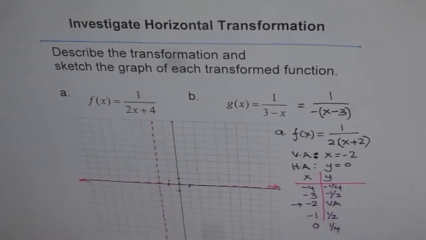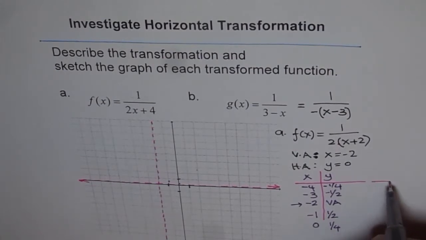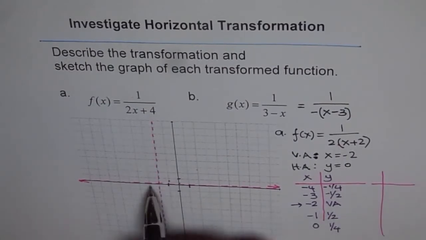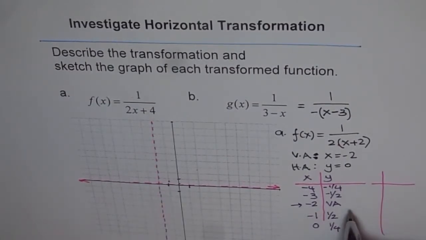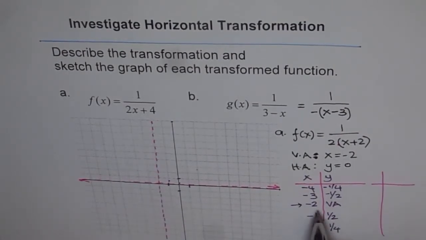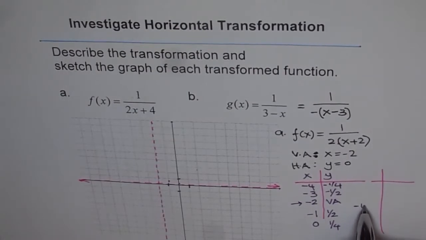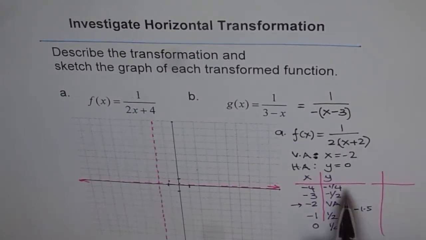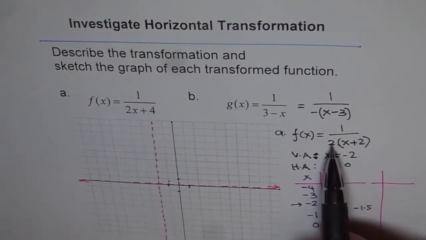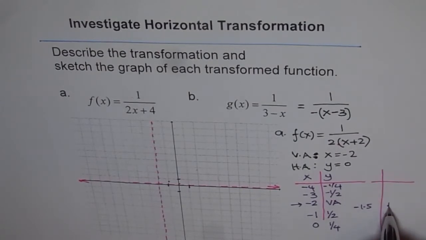So let me take some more values. We are running out of space here, so I'll take some more values in between. I should have entered them right in between, but now let me write here. When we moved out, let's take minus 1.5. If I plug in minus 1.5 here, then what do I get? I get 0.5 times 2, which is 1.